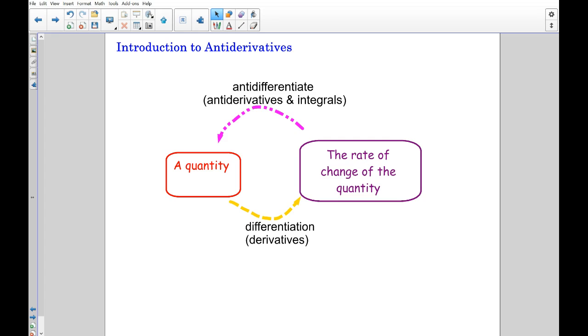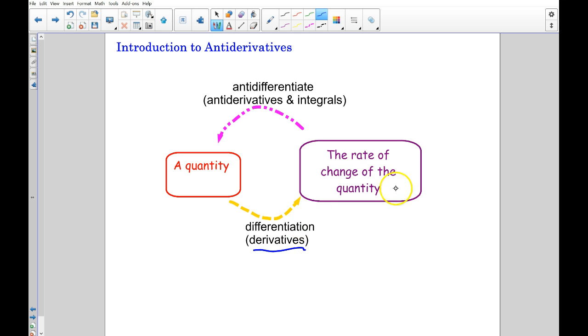This video is going to be an introduction to antiderivatives. Just as before, when we had a quantity and we wanted to find the rate of change of that quantity, we had to differentiate the function, right? And so we were able to apply rules of derivatives.